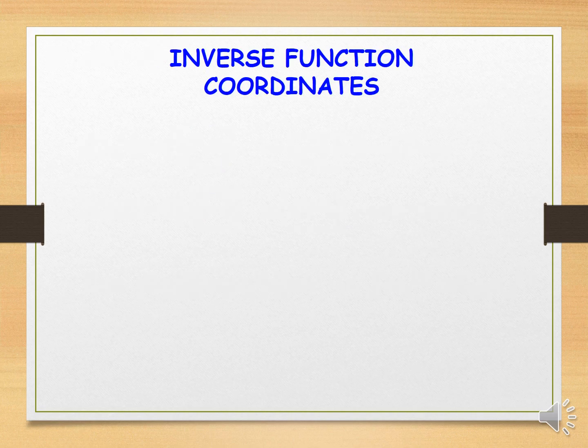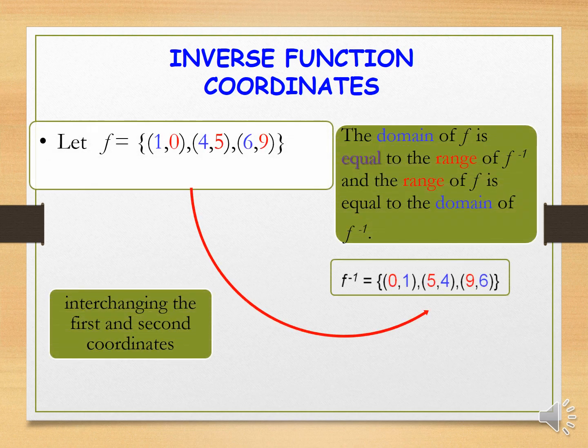Inverse function coordinates. If we have function f with coordinates (1, 0), (4, 5), and (6, 9), therefore, the f inverse has coordinates (0, 1), (5, 4), (9, 6), which we interchange the first and second coordinates.